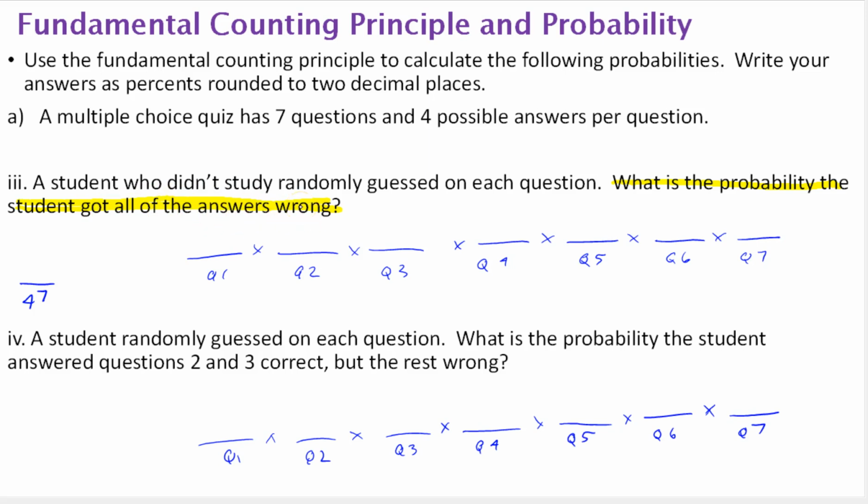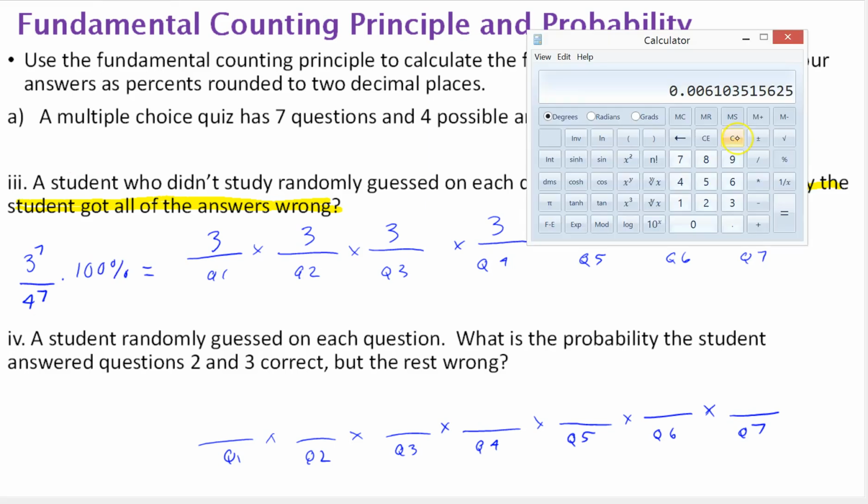So looking at each question, remember there was one way to get an answer right. If there's 4 possible answers, there's 3 answers for each question that are wrong. So all of these numbers will be 3s. Okay, and notice this is 7 factors of 3, which we can write as 3 to the 7th. And we're going to multiply that by 100 to write it as a percent. So let's see what this equals.